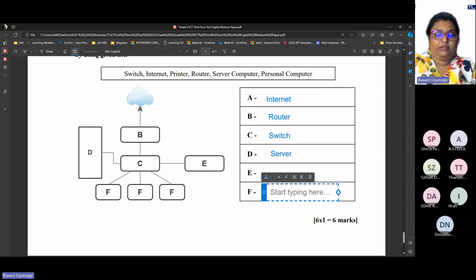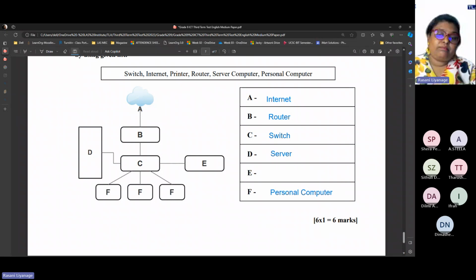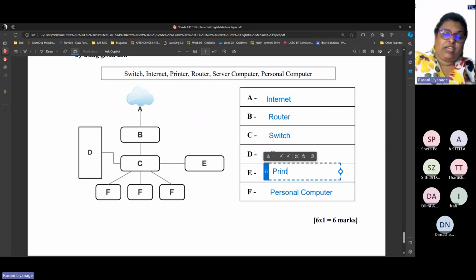F is personal computer. Then E is printer. Don't swap them. That's why I said choose F first. It has to be many PCs and one printer.